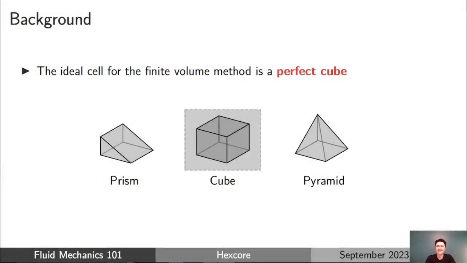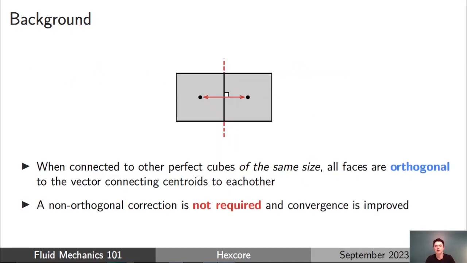The first idea that we need in order to understand hexcore meshes is to understand that the ideal cell for the finite volume method is a perfect cube. So a regular cube with no skewness, all sides the same length, a perfect cube is the ideal cell for the finite volume method. Why is that? Well, it's not actually the cube itself that makes it ideal, but it's when the ideal perfect cube is connected to other identical perfect cubes of the same size.